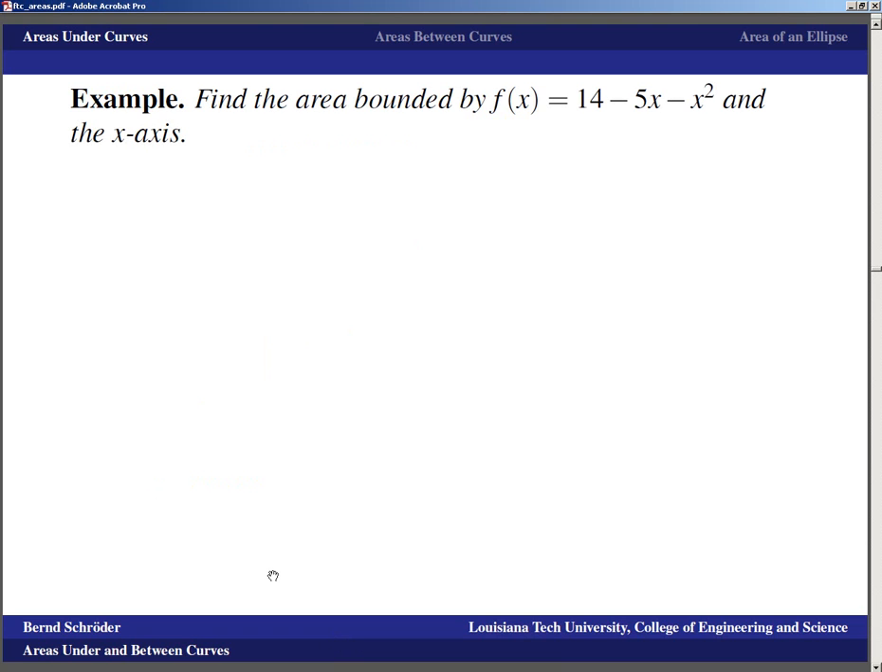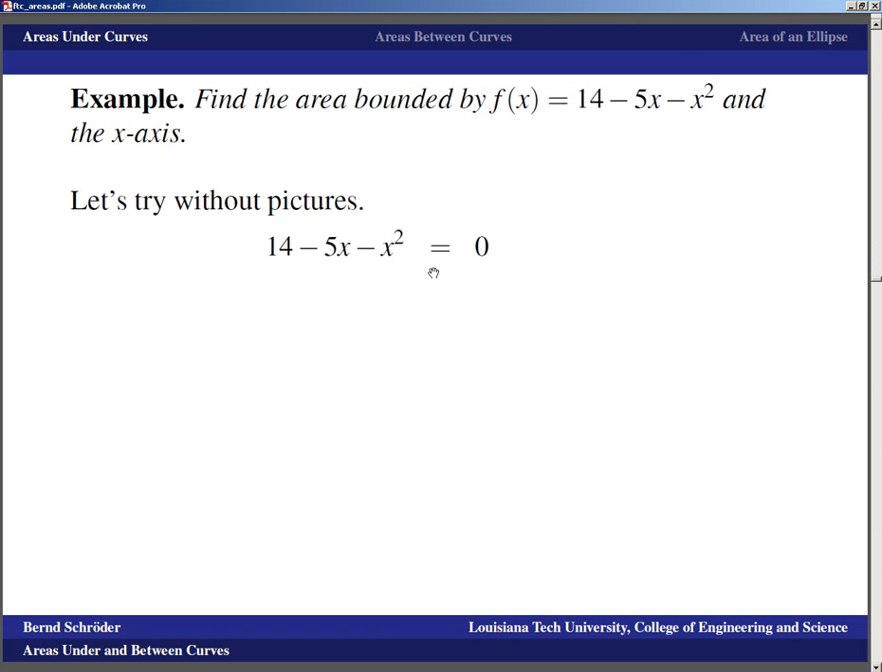Next example, we want to find the area that is bounded by f of x equals 14 minus 5x minus x squared and the x-axis. And of course, the first thing that you might say there is, we don't have a left and right bound, but that just means that somehow there have to be enough zeros to trap an area, and that's exactly what happens, even though we're going to try this without pictures first.